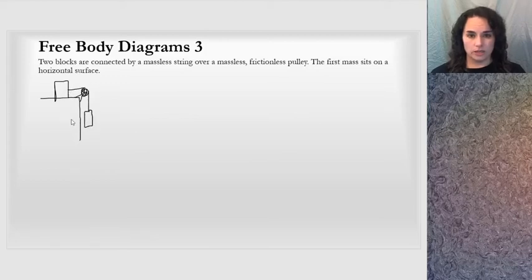This isn't a free body diagram, right? This is the sketch of the situation. I kind of get an idea of what's going on. And I can put certain things on this free body diagram. If there's friction, there's no friction on the pulley, and the first mass sits on the horizontal surface. So it says sits here, which suggests to me it's not moving.